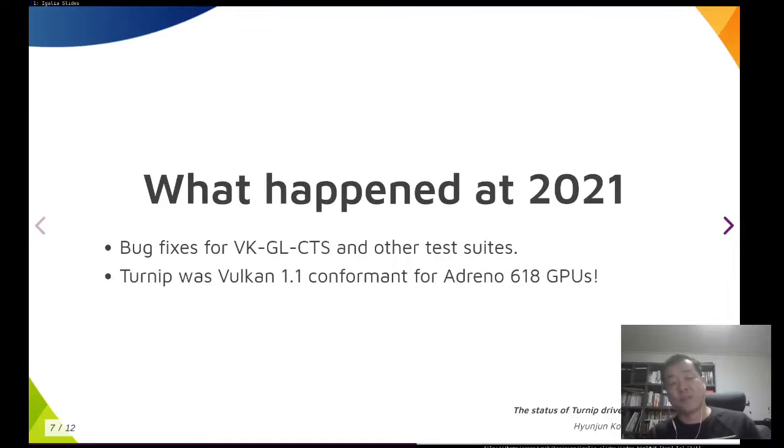And also, we did a lot of bug fixes that were found by Vulkan CTS, Piglit and other kinds of test suites. And as a result of these efforts, including the Vulkan extension implementations, Turnip finally became Vulkan 1.1 conformant for Adreno 618 GPUs last November, which is a great job.